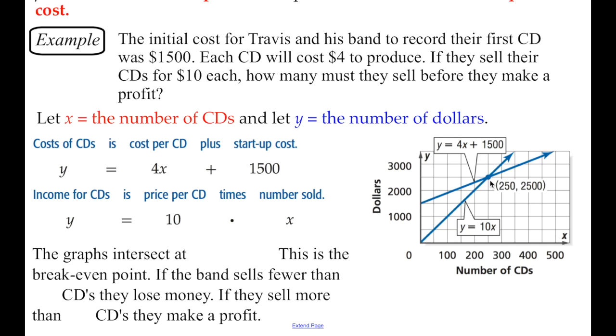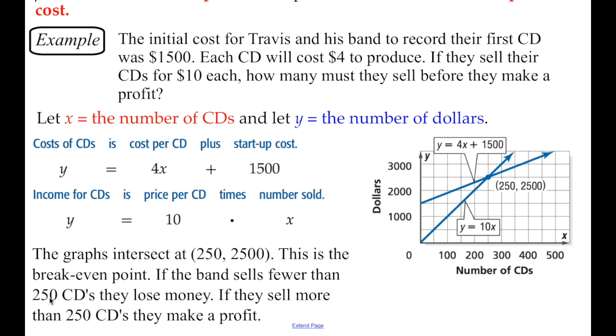So I have those two graphed over here. Again, you would use your slope-intercept form. They're both in slope-intercept form. Use your y-intercept and your slope to draw your lines, and then find that intersection point. The graphs intersect at the point (250, 2500). That is called our break-even point.